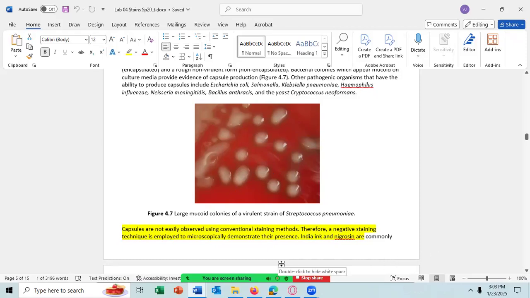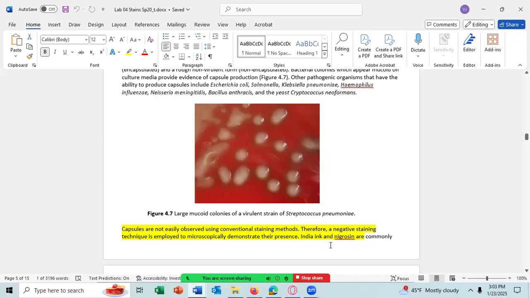Capsules are not easily observed with conventional staining methods. Like when you're doing the gram stain, it will wash away the cell capsule, so you cannot see the cell capsule in the gram stain. And therefore, we use a negative stain, which is a very gentle procedure to demonstrate the presence of the capsule.